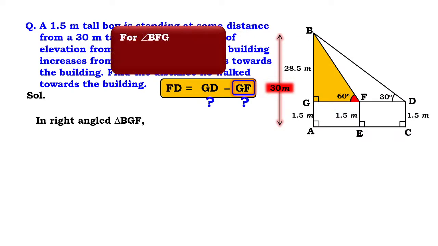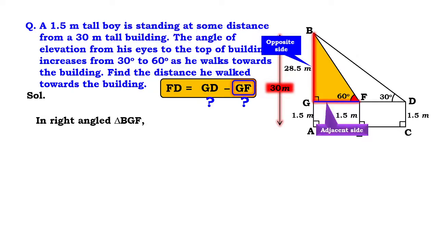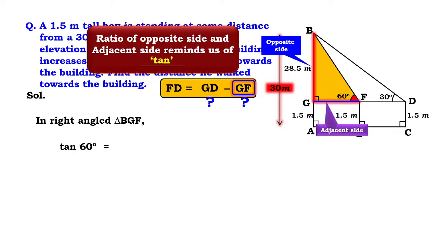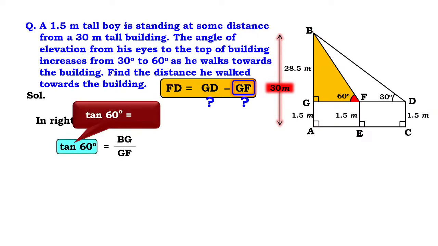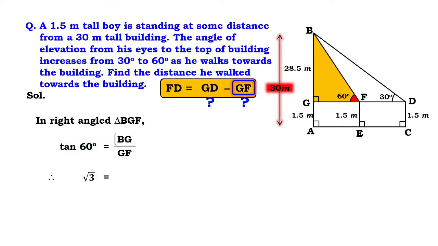60 degree. Okay, what is given as the opposite side of 60 degree? 28.5. I have to find the adjacent side, correct? So opposite side, adjacent side. So tan 60 is equal to what I can take? Tan 60 is equal to BG by GF. Tan 60 is how much? Root 3. Okay, root 3 is equal to 28.5 divided by GF.